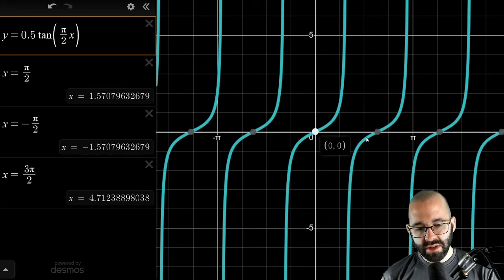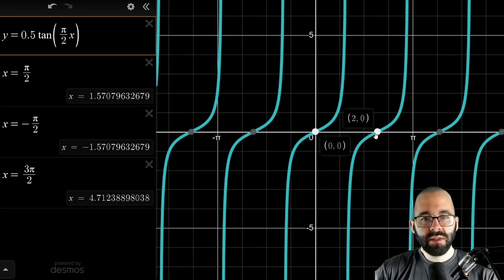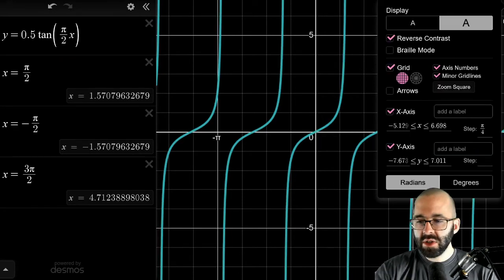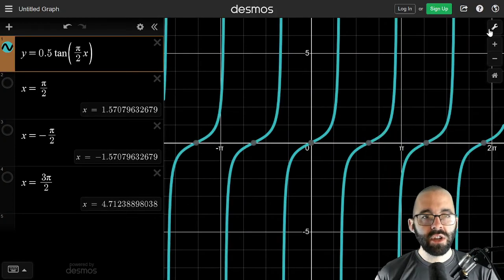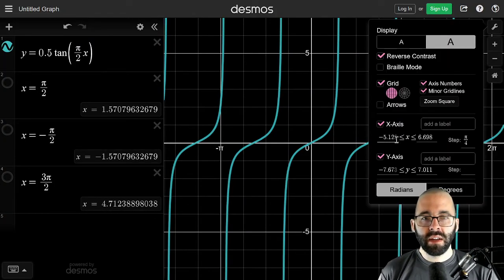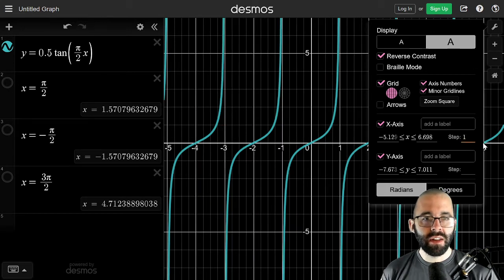So first off, let's look at the period. When does this function start repeating? Notice it repeats every 2. The period has nothing to do with pi. So let's go over here, click that wrench icon. Here, let me show you. Click this wrench icon and change the step. We don't want to count by pi's anymore because this function doesn't have a period that has to do with pi. Let's count by 1s.